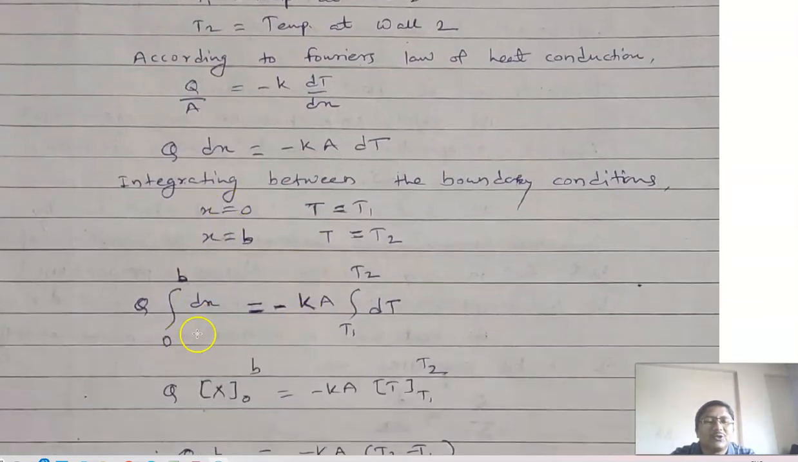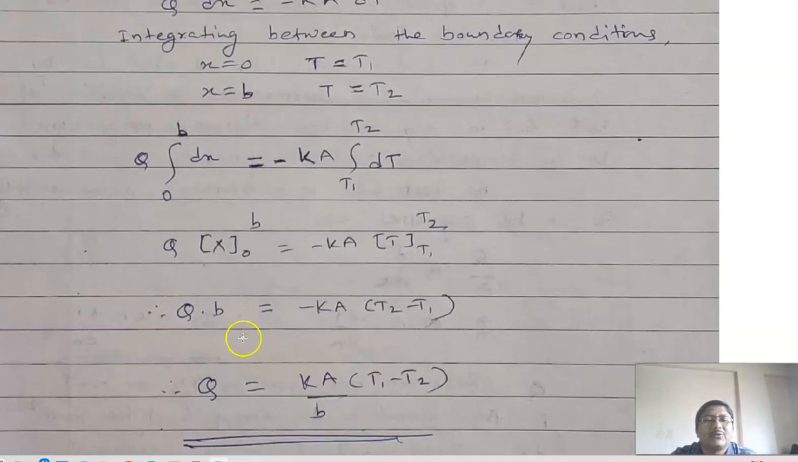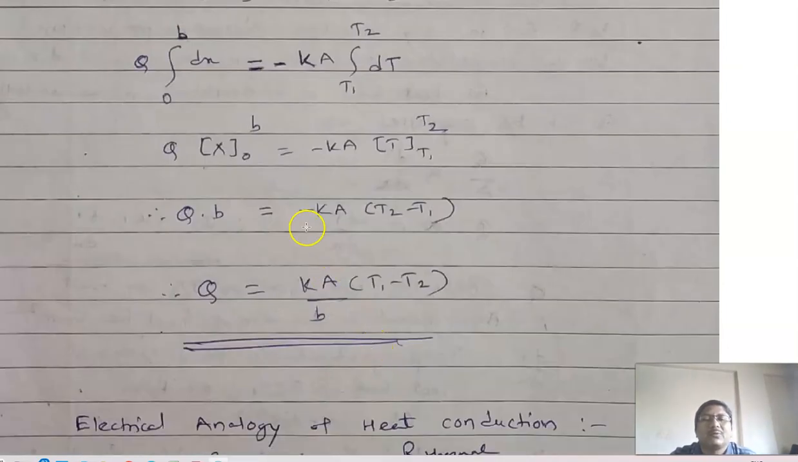So here, integral from 0 to b of dx equals minus ka times integral from t1 to t2 of dt. While solving, you have to integrate this equation considering the boundary conditions. So here you will get q into b equals minus ka into (t2 minus t1). If you want to remove the minus sign, you take t1 minus t2. So q equals ka by b into (t1 minus t2).